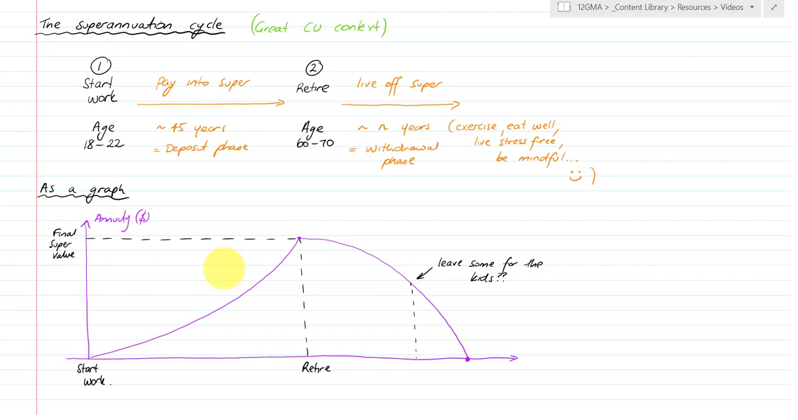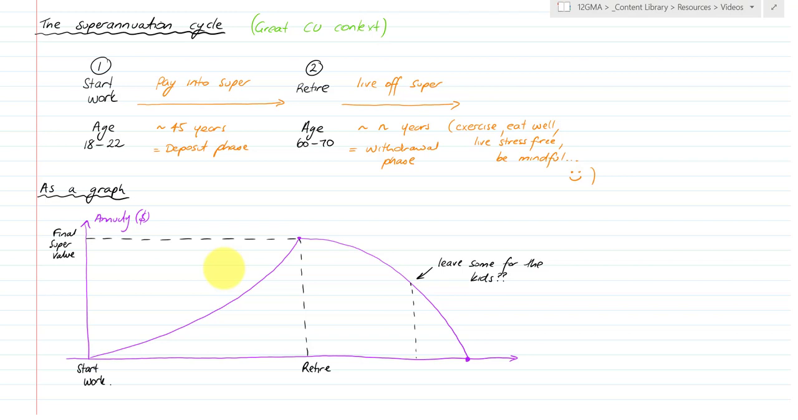So we're now in the withdrawal phase of super, and we're going to retire for N years. N's pretty hard. It's a bit of a morbid estimation to make, but you might estimate 30 years you want to live off this, and hopefully you've got some backup plan if you live beyond that age. I've written there: exercise, eat well, live stress-free, be mindful, and you will potentially live beyond that age.